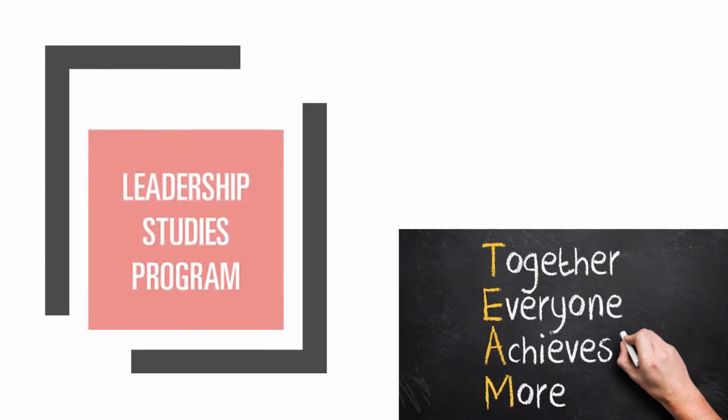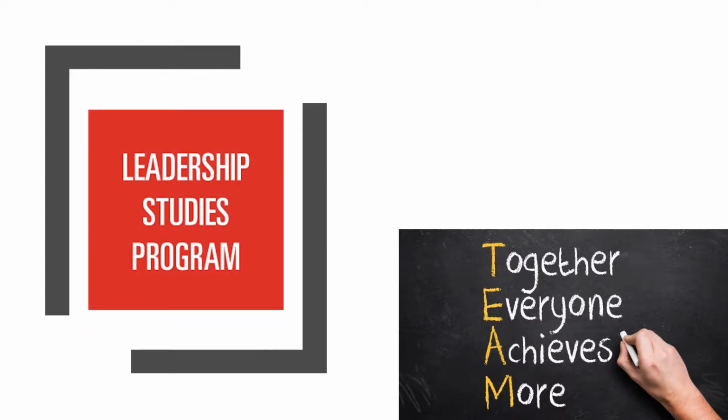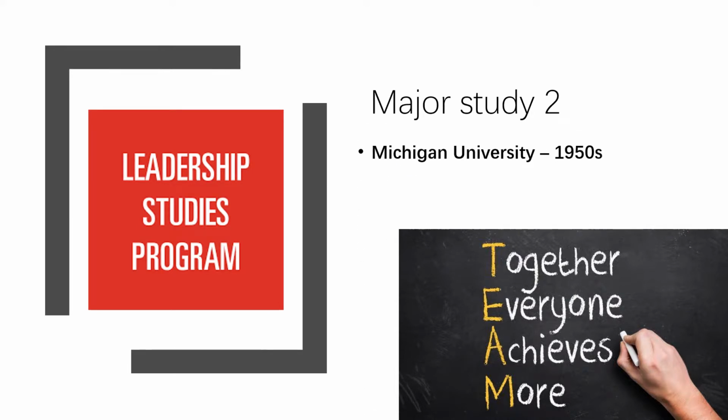The second study is from Michigan University. This series of studies determined the principles and methods of leadership that lead to productivity and job satisfaction. Two types of leadership behaviors were identified: employee orientation, which focuses on the personal relations aspect, and production orientation, which focuses on the technical aspects of the job.